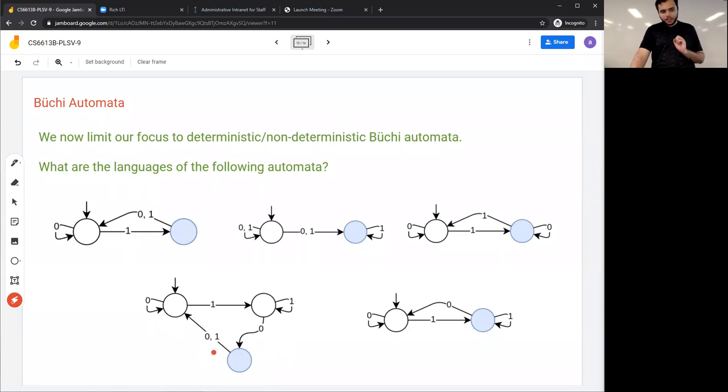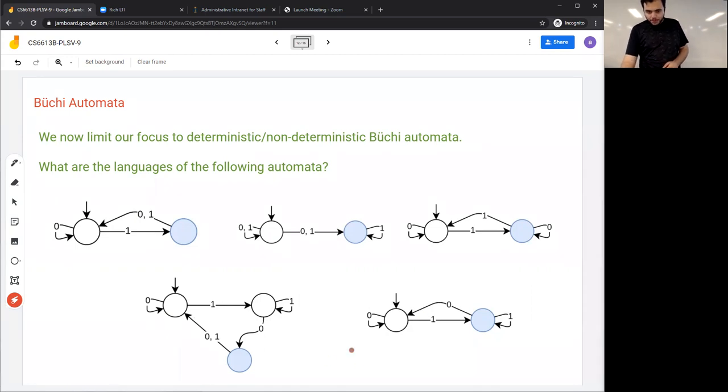In other words, it accepts the set of strings that have what? Infinitely many zeros and infinitely many ones. There should be infinitely many zeros and infinitely many ones, but it shouldn't have an infinite tail that is all zero or all one, right? But the fact that you have infinitely many zeros and infinitely many ones also tells you that you don't have an infinite tail. Because if you have an infinite tail of ones, you cannot have infinitely many zeros. So basically it accepts all strings that have infinitely many zeros and infinitely many ones.